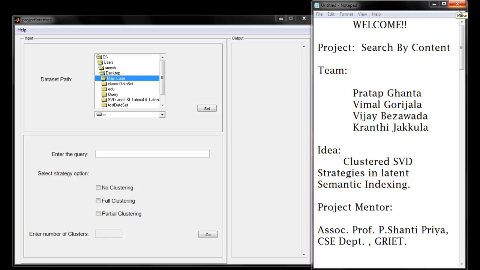Welcome. I, Pratap, along with Vimal, Vijay, and Kranthi, have worked on the project Search by Content, which is an implementation of the paper Clustered SVD Strategies in Latent Semantic Indexing. This project was guided by Associate Professor P. Shantipriya, CSC Department. Before going into details of the project, let's see the execution of the application which we have designed.